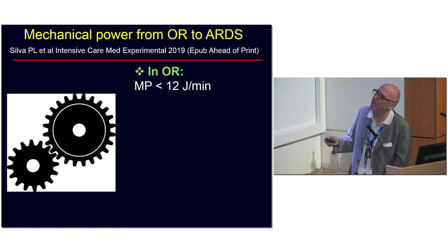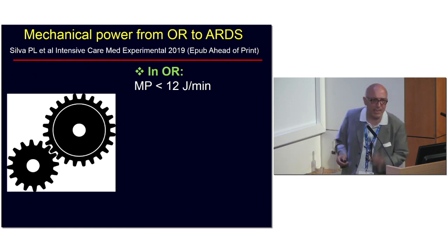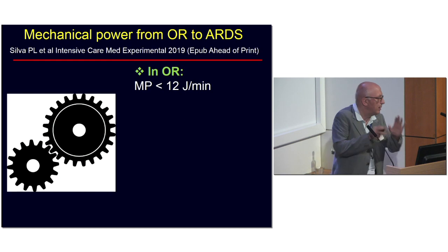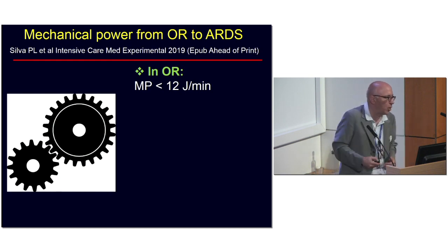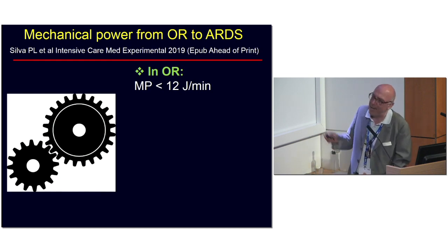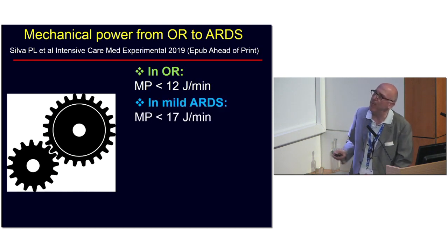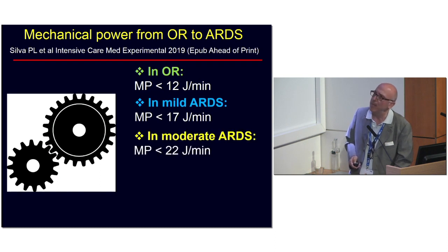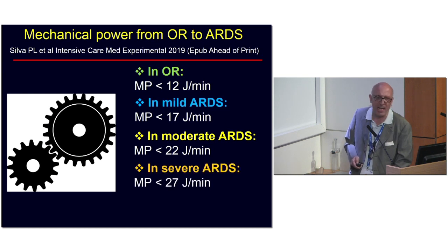So, in general, I believe that we can consider this variable in the future. Of course, we need more knowledge. But in OR, we should keep mechanical power below 12 joule per minute. In mild RDS, below 17 joule per minute. In moderate RDS, below 22 joule per minute. In severe RDS, below 27 joule per minute.